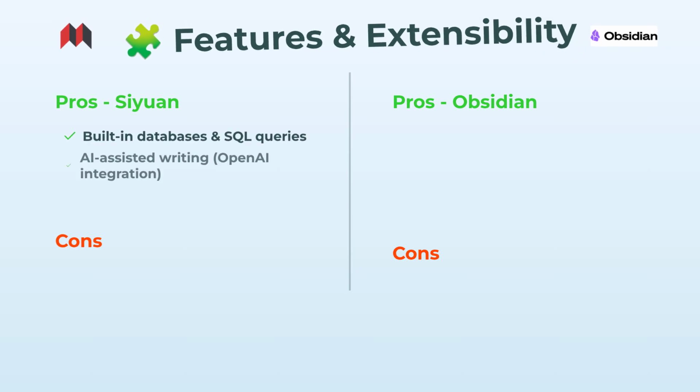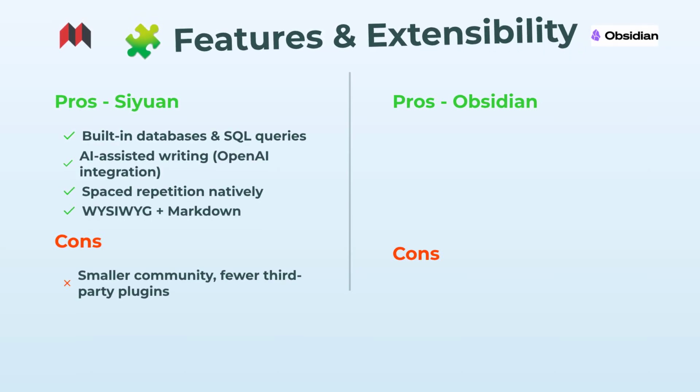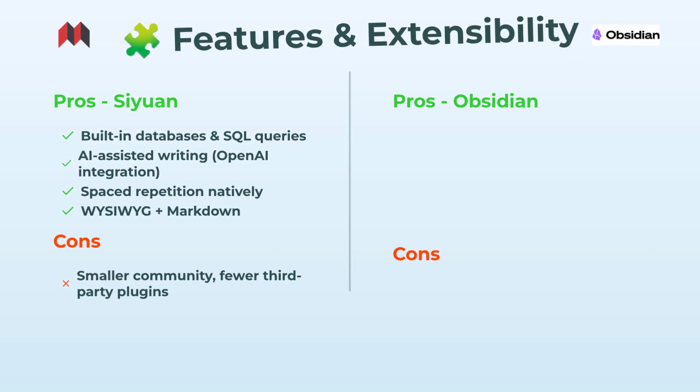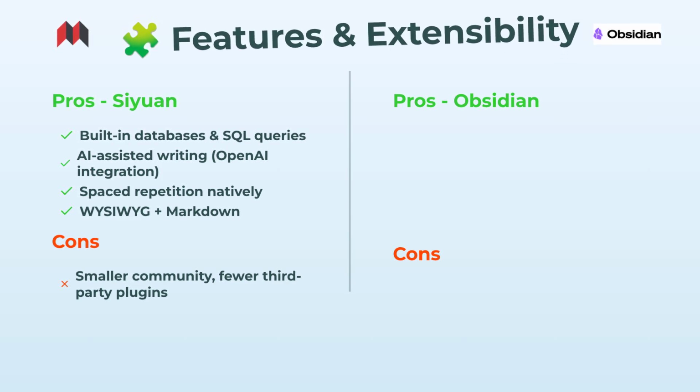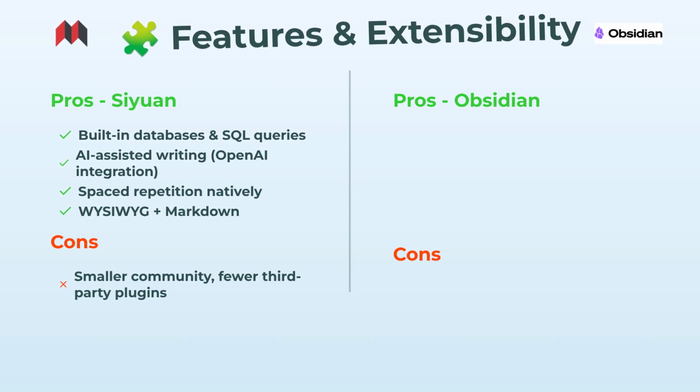Features and extensibility, let's go. Siyuan comes with built-in databases, native spaced repetition, and even AI-assisted writing. Pretty sweet if you love dabbling with SQL and want features baked in. But yeah, a smaller community means fewer plugins and third-party stuff.